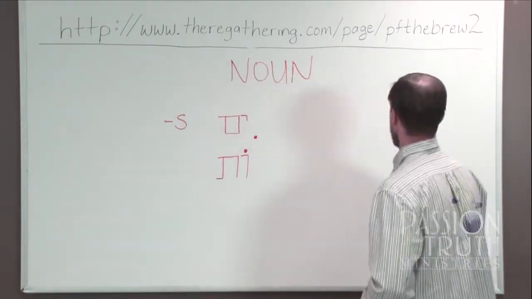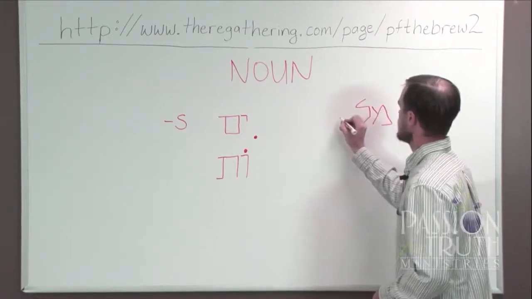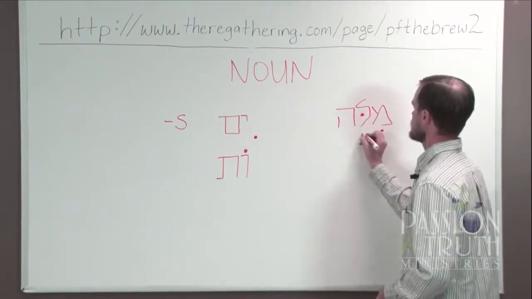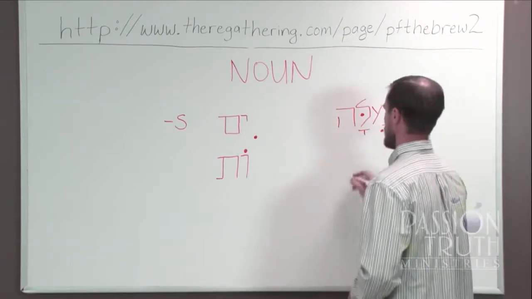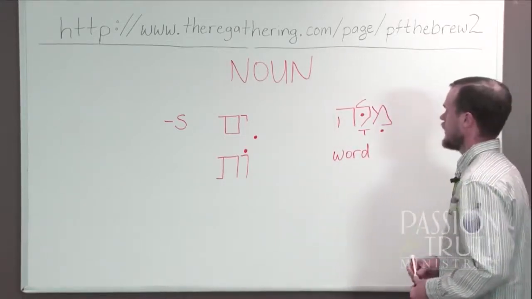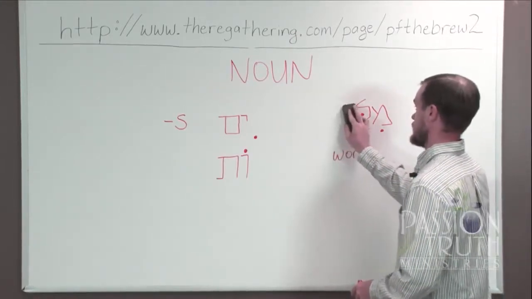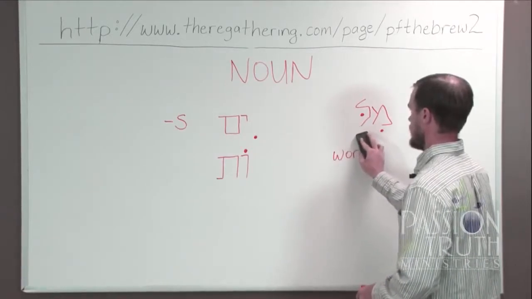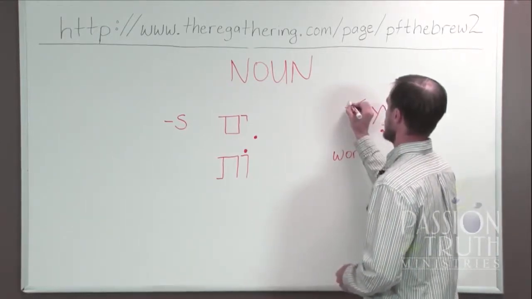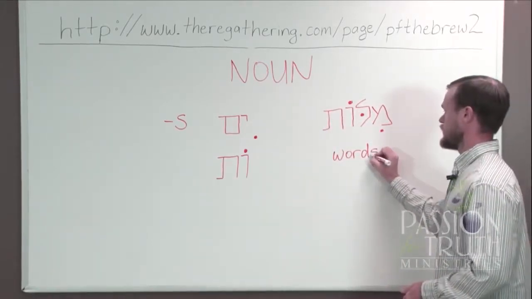Milah. Okay. So a feminine noun. Milah. Okay, Milah is a word. To make this plural, it ends in a hey, so we drop the hey and replace the kamatz with the vowel of the suffix. So it becomes milot, words.